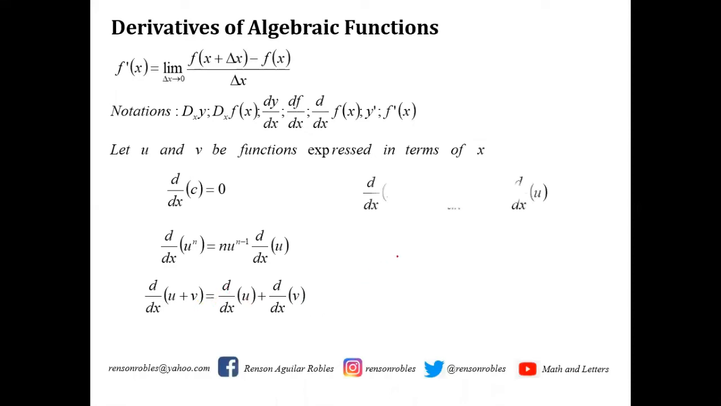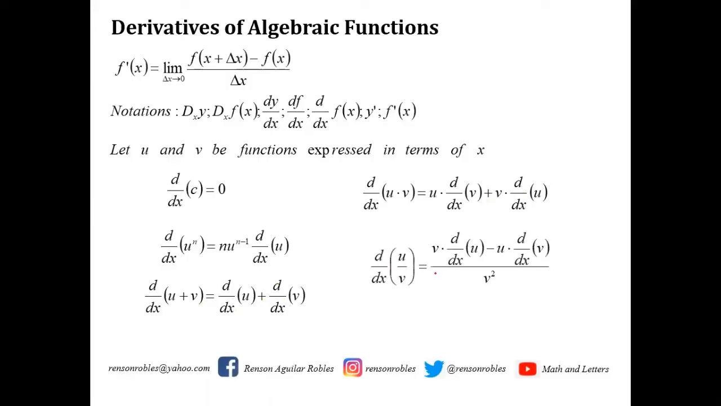And we also have the product rule, that's derivative of uv is equal to u dv plus v du. And then we have also the quotient rule, which is written as v du minus u dv all over v squared. That's v times the derivative of u minus u times the derivative of v divided by v squared. Okay, so let's have some examples.